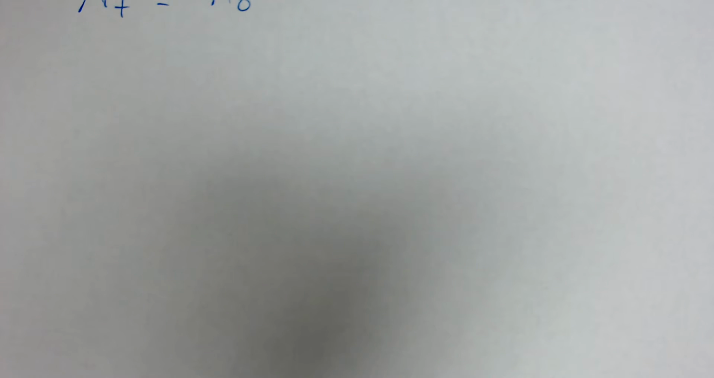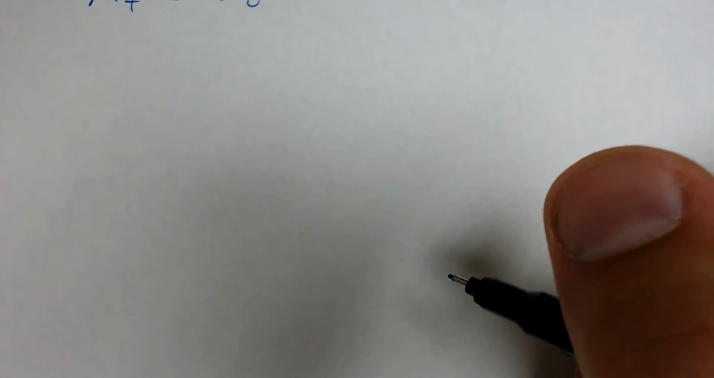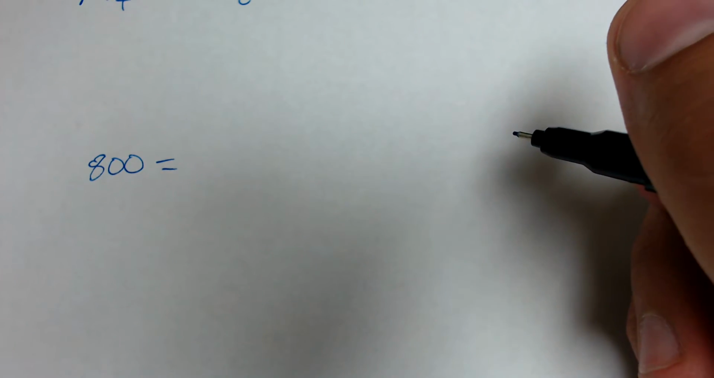So the amount at the time of 9 hours later is 800, all right? So we can plug in this equation. We can have 800 as the amount at 9 hours later.